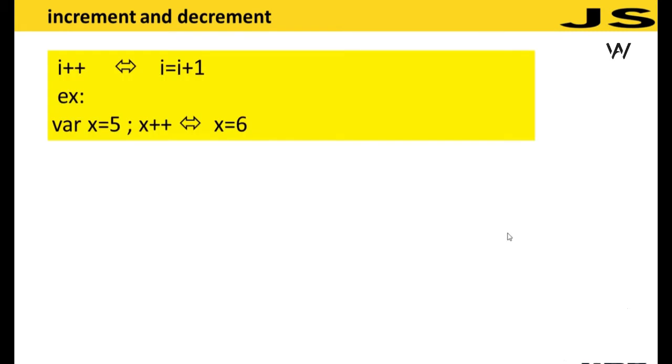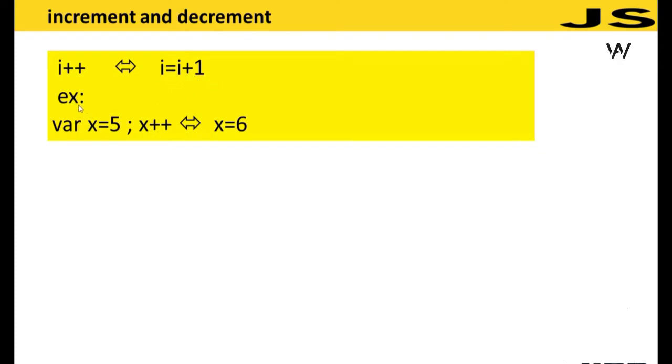In the first example, I want to show you this i++ and what that means. If we have a variable, for example var i equal to 2 or 3, and we type the line i++, it means that we increase this number by 1. So this i++ is the same thing as i equal to i plus 1.